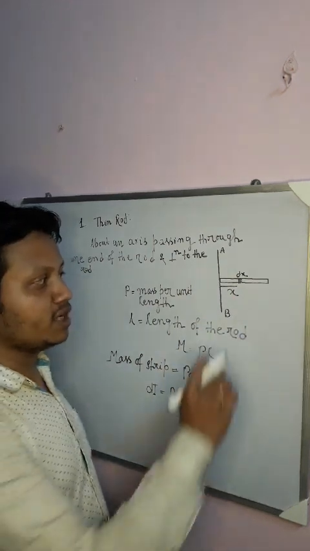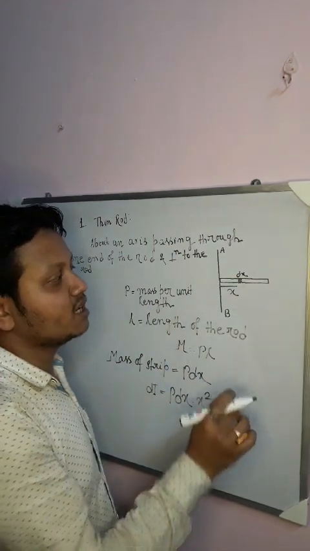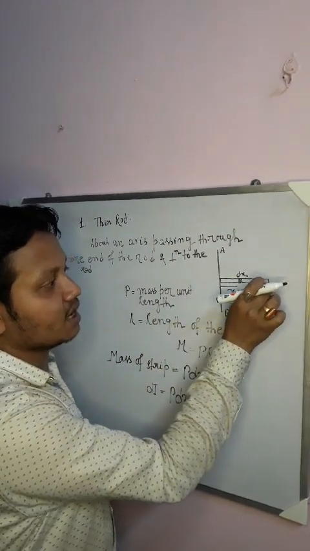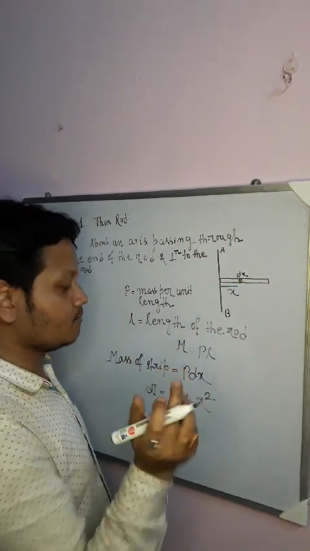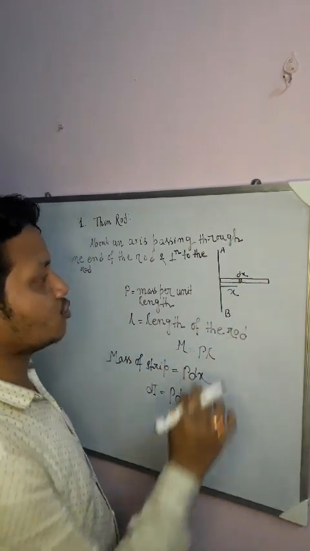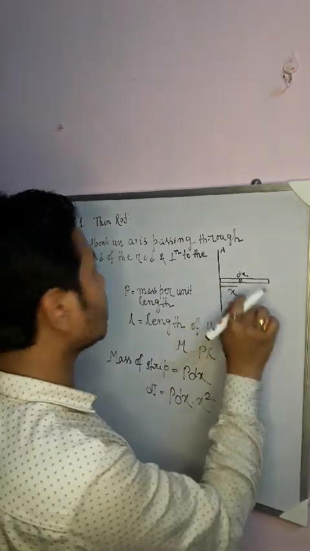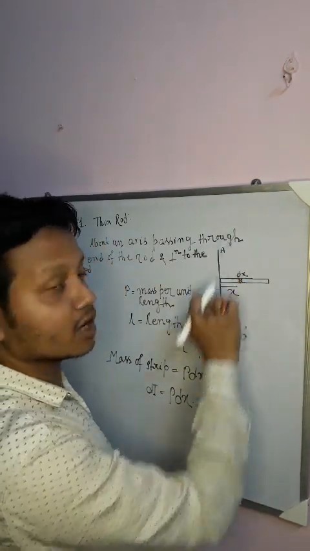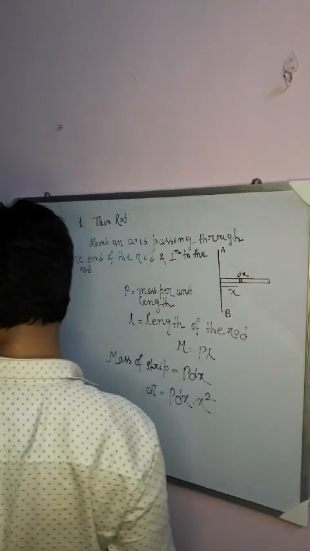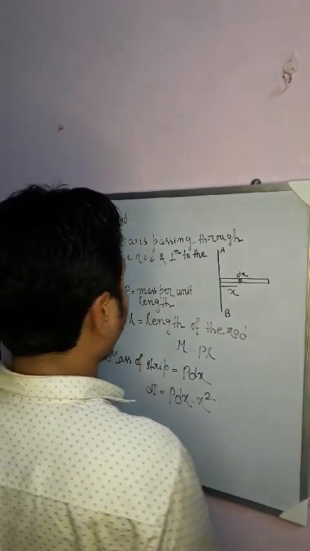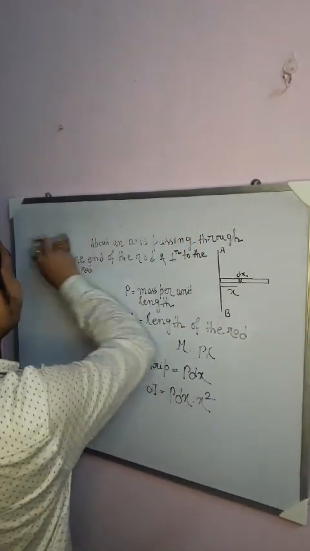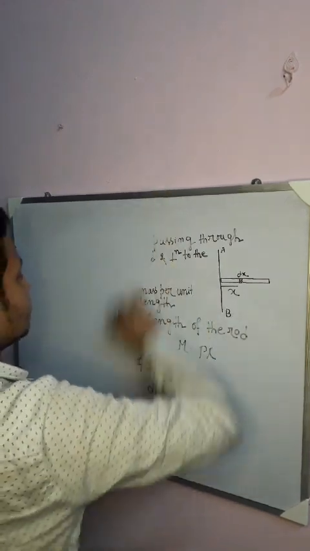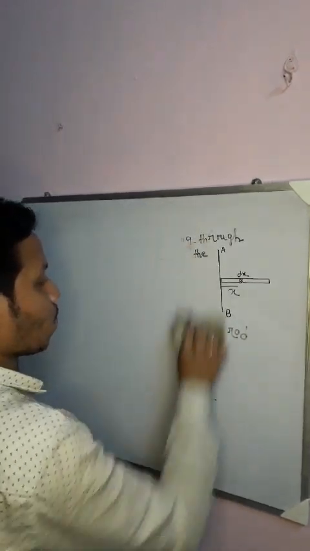If we integrate this expression within the limits 0 and L, since we take the length L, then we will find the total moment of inertia due to the entire rod about an axis passing through one end and perpendicular. So we have to integrate this expression within the limits 0 to L.